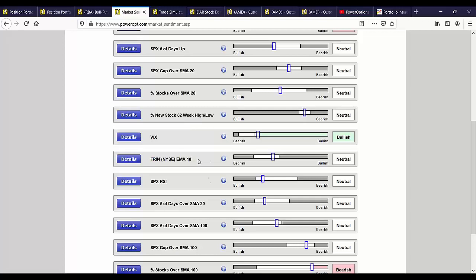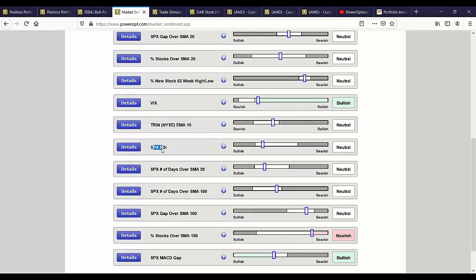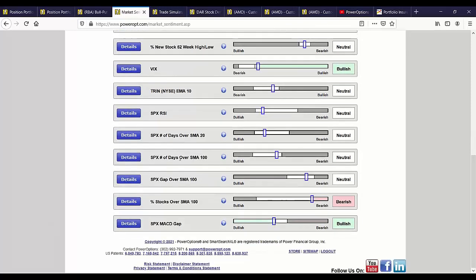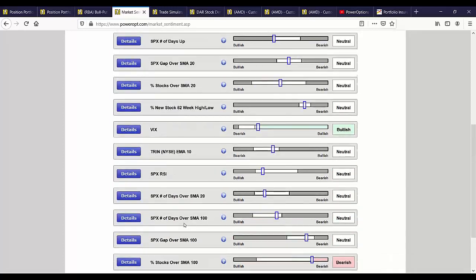The TRIN index of 10-day EMA, the relative strength index of SPX, SPX days over the 20-day moving average, number of days over the 100-day moving average, gap over the 100-day like we saw the 20. It's the percentage of stocks that are above their 100-day moving average. In other words, the higher percentage of ones that have been extended in long-term growth. We're seeing that moved into bearish. And the MACD gap, the gap in the MACD for SPX.